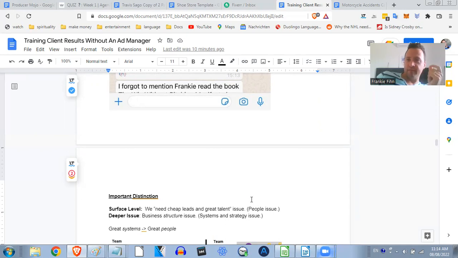It can. I've met many people who've made that work. But I think there's an easier way of dealing with it. And it's looking at it as a deeper issue, which is, it's actually a business structure issue, meaning it's a systems and strategy issue. And if you agree with me just on this one point, or at least entertain this idea, I'll show you how you can make this whole thing a lot easier on you.